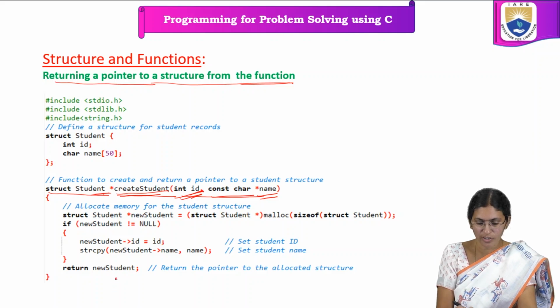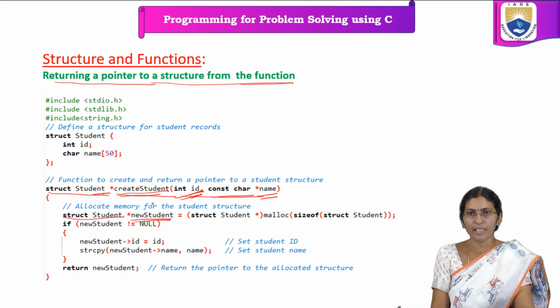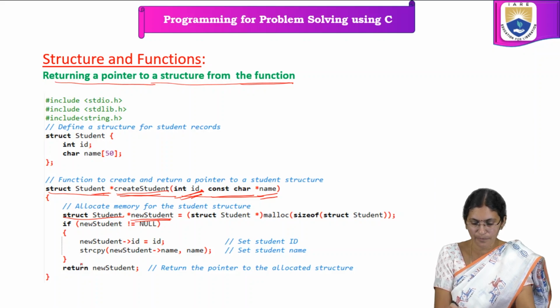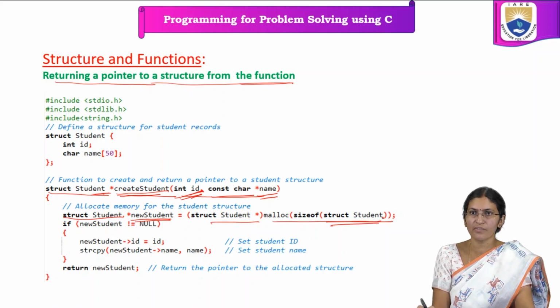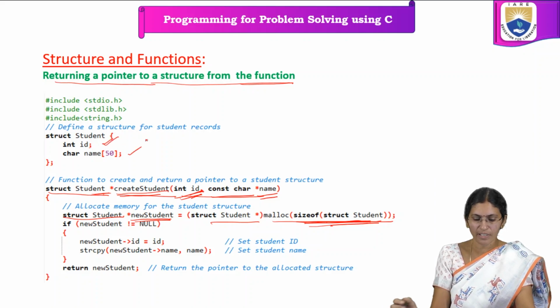Inside this function definition, we have declared one more pointer variable, new student. The type of this pointer variable is struct student star. Then with the help of the malloc function, we are allocating memory for this data type, that is struct student. With the sizeof operator, we can determine how much memory is required for this data type, struct student. Here you can see that it has an integer member and an array of characters. So 50 plus 4, 54 bytes are required.